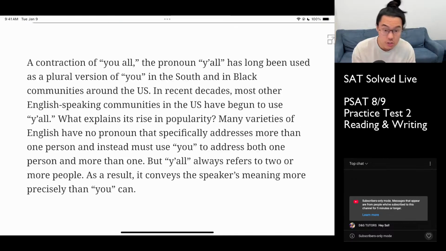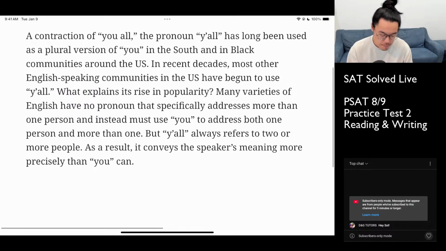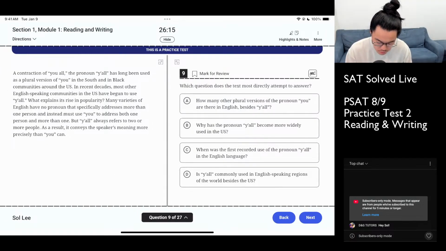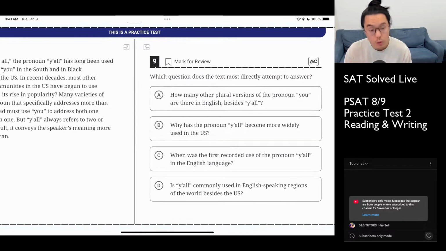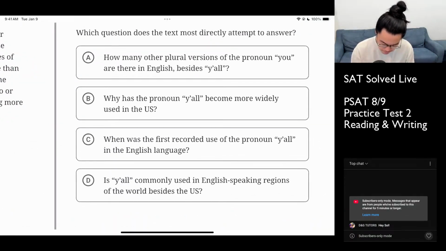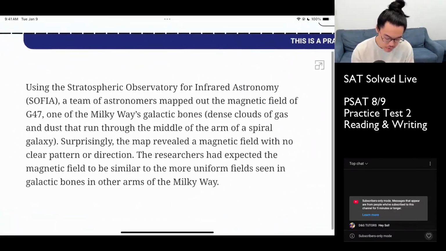All right. A contraction of you all. Y'all. Okay. General background in recent decades. Okay. More recent background. What explains? Okay. Research question. Many varieties of English have no pronoun for multiple, but y'all refers to multiple. Okay, and then we have a posited argument or an explanation. So we have general background to the question to the explanation. What question does the most? The question is right in the middle. Why is it popular now? So that's B, and I'm not even looking at A, C, D anymore because B is exactly what I was looking for.